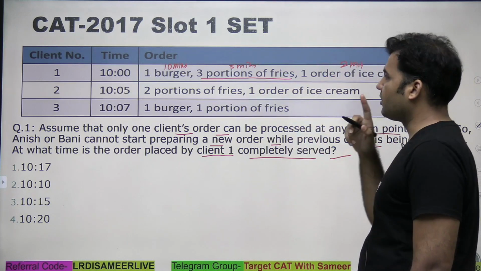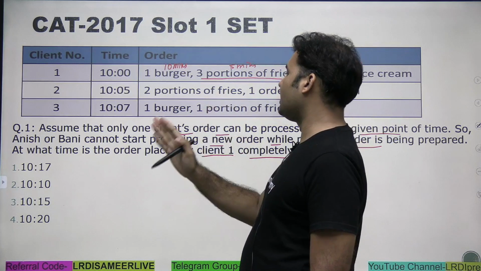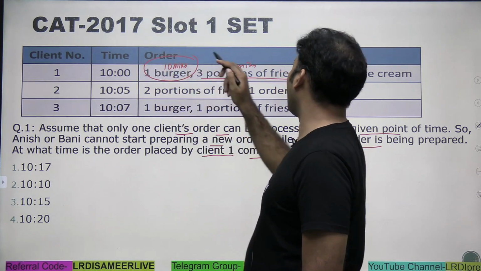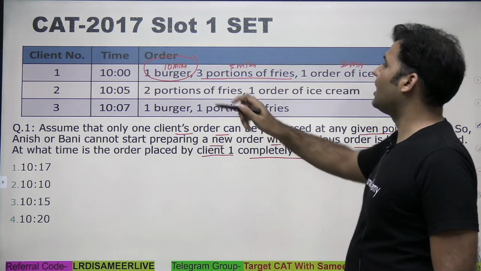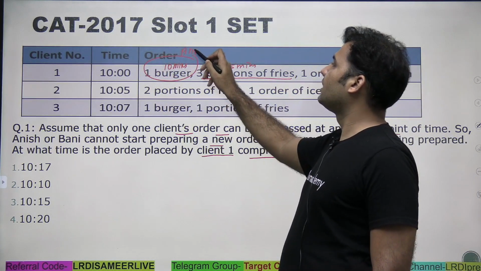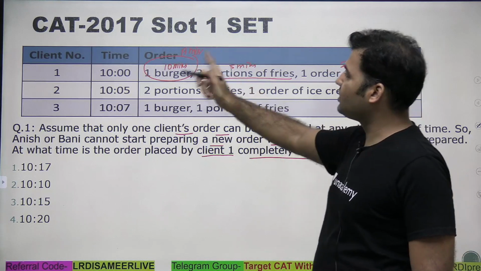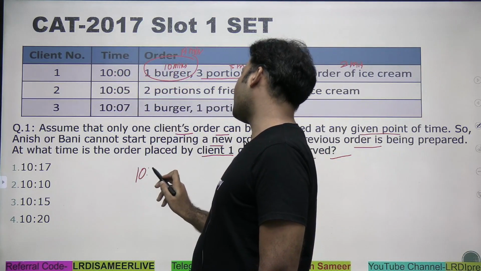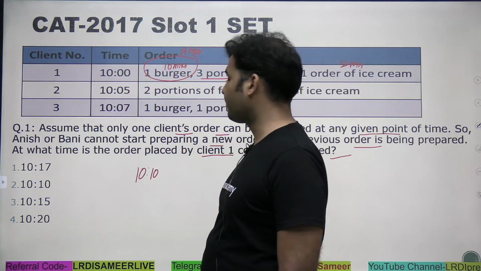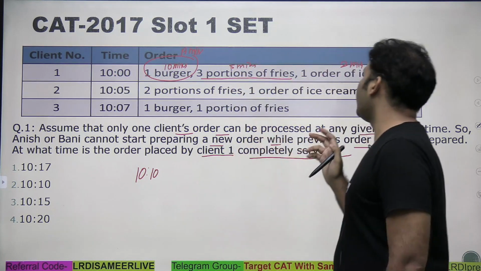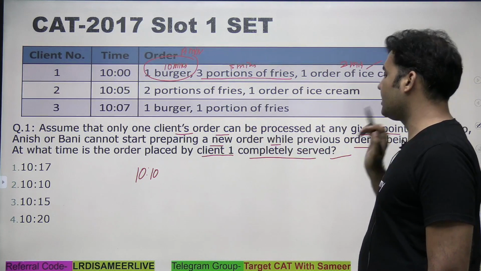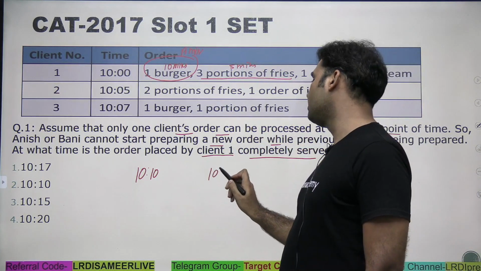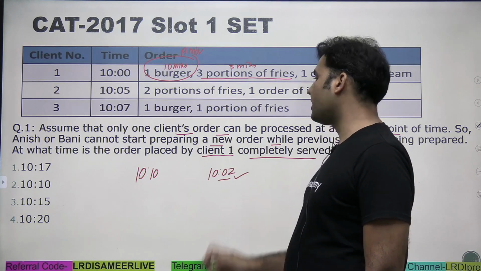Now, because I have 2 employees, 1 employee between Anish or Bani can make a burger in 10 minutes. Let's say Anish is making the burger, and if he starts preparing the burger at 10, can I say by 10:10 the burger will get ready? And if Bani is preparing ice cream, she will take only 2 minutes. So by 10:02 the ice cream will be ready.